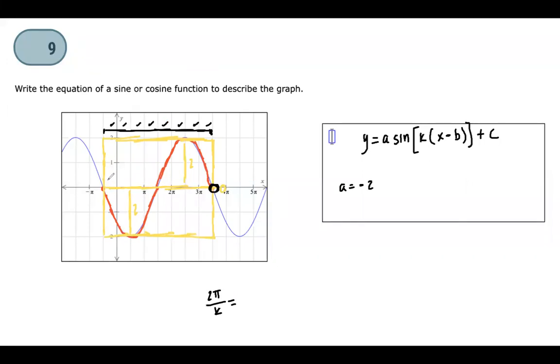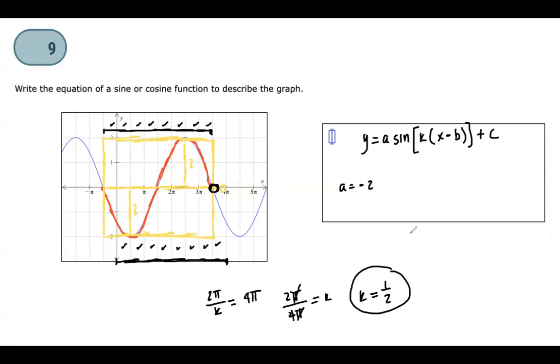What I can do to actually figure out the actual period is trying to replicate that number of spaces, but starting exactly next to the y-axis. So 1, 2, 3, 4, 5, 6, 7, 8. So the actual period has a measure of 4 pi. And I can solve for k. So I'm going to get 2 pi divided by 4 pi equals k. I'm going to cancel out the pi's, and I'm going to get k is equal to 1/2.